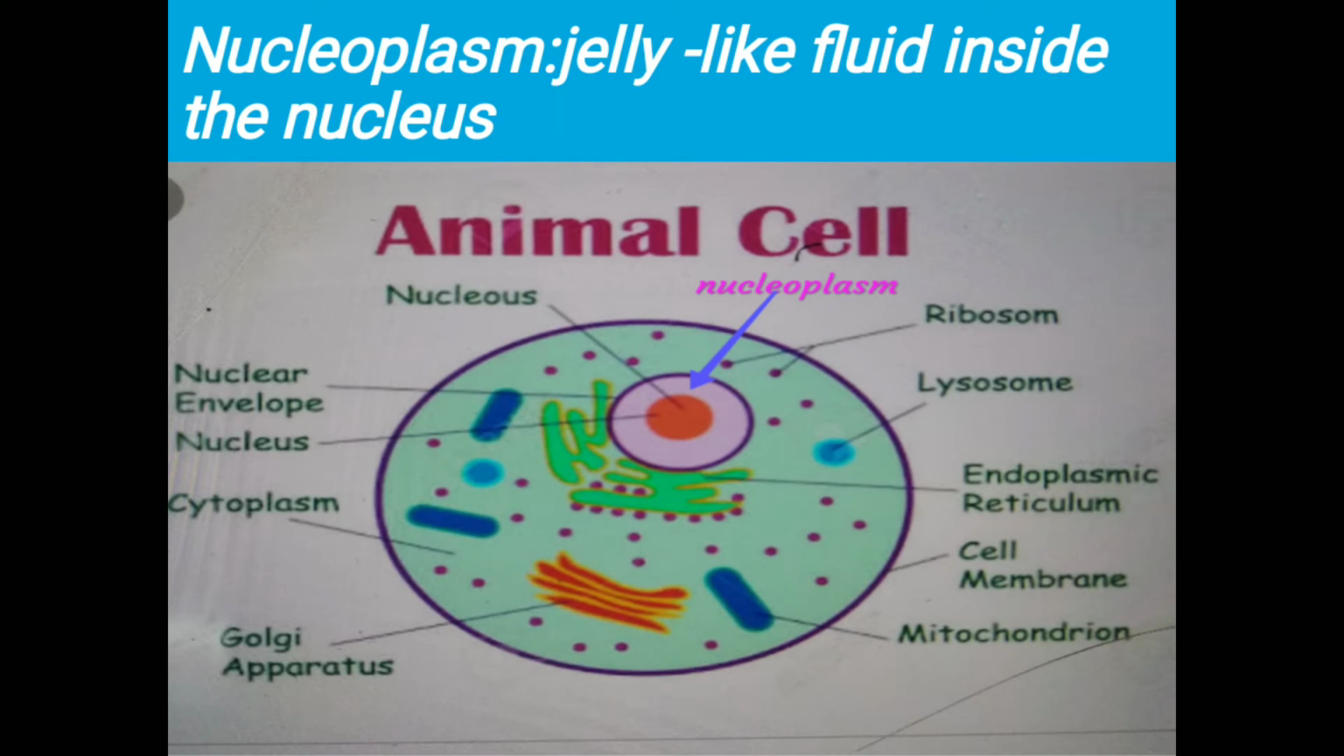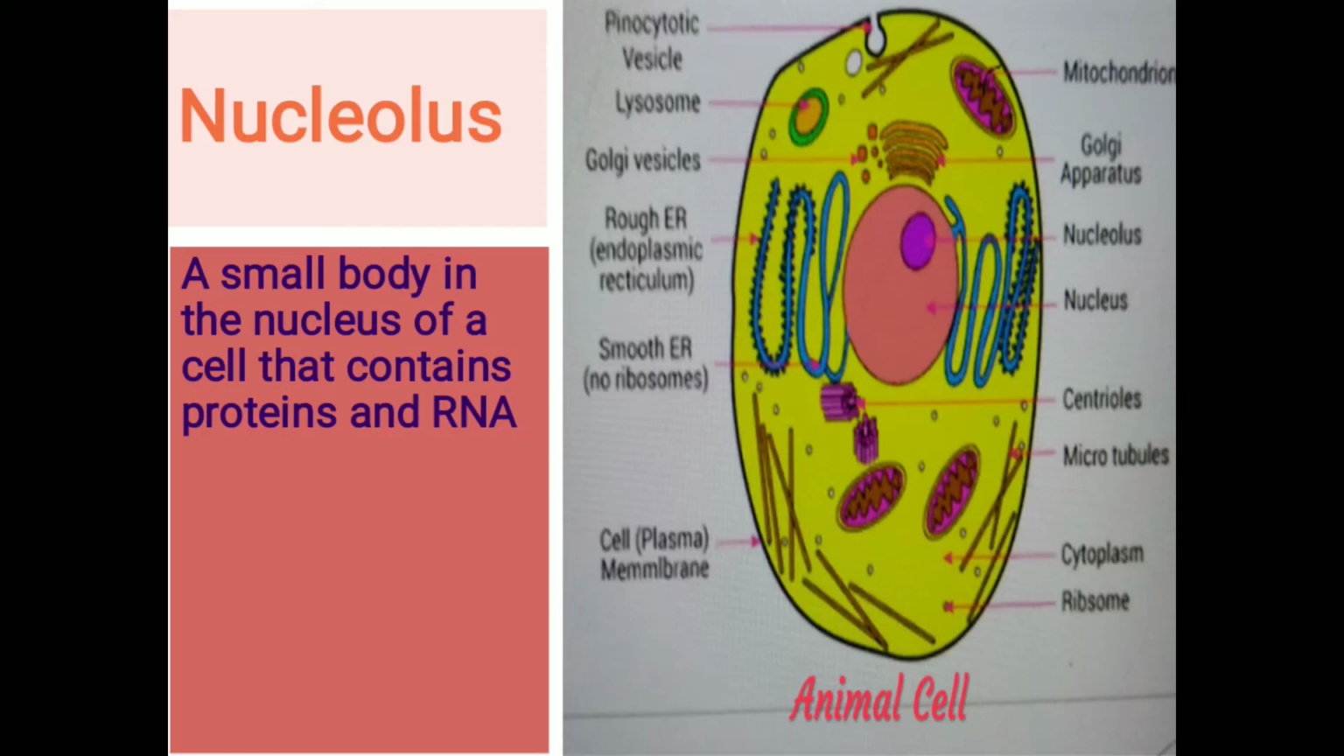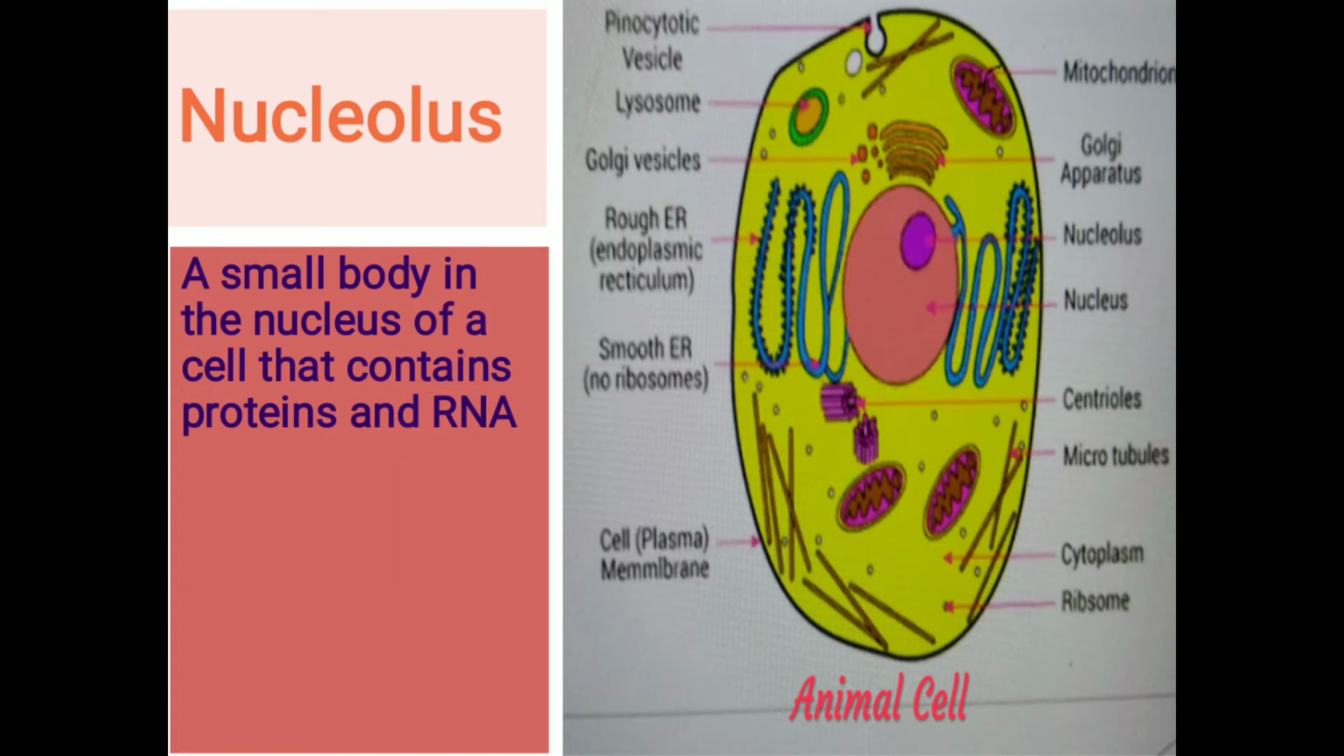Next one is nucleoplasm. Nucleoplasm is a jelly-like fluid inside the nucleus. So this is a nucleus, and there is a fluid inside the nucleus which is called nucleoplasm. Next one is nucleolus. This is a nucleus and inside it there is also another body called nucleolus. So nucleolus is a small body that contains RNA and protein. It means it contains ribosomes that help in protein and RNA manufacturing.